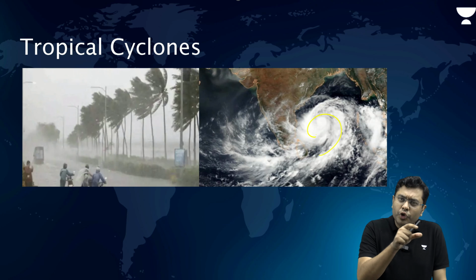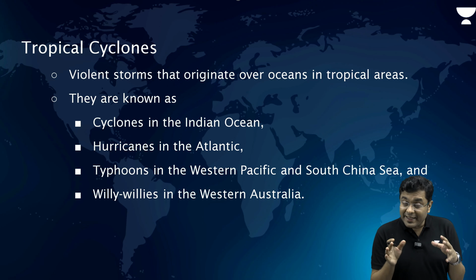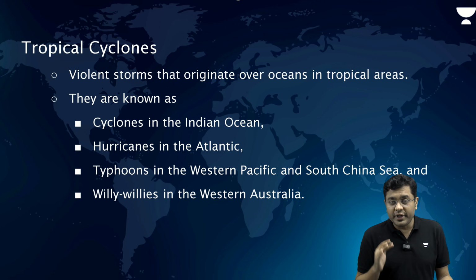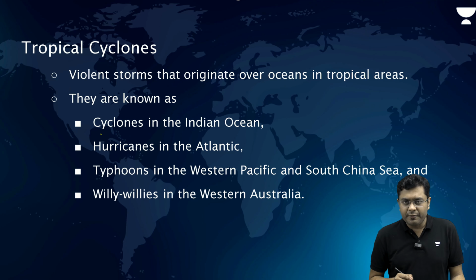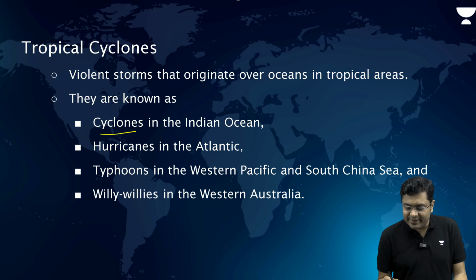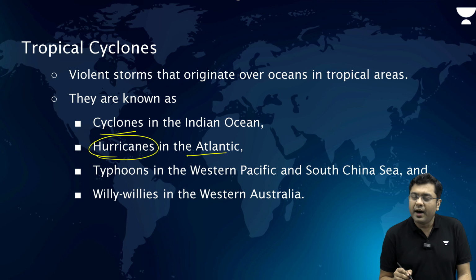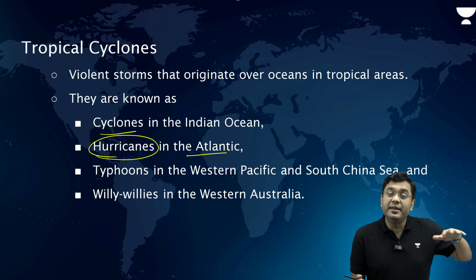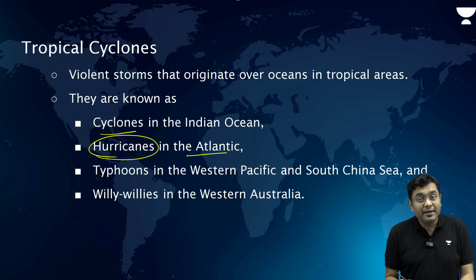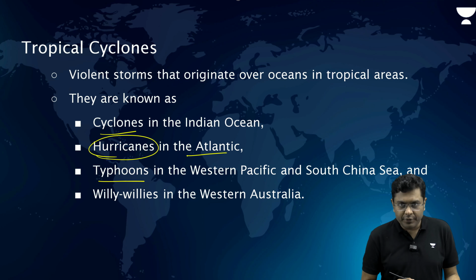But the phenomenon is known differently in different parts of the world. For example, when such disturbances occur in the region of the northern Indian Ocean, be it the Arabian Sea or Bay of Bengal, we refer to them as cyclones. But when you have such occurrences in the region of the Atlantic and in the Eastern Pacific, that is the US coastline, it is known as hurricanes. Then if such occurrences happen in the region of the South China Sea or the Western Pacific, that is when we refer to them as typhoons.